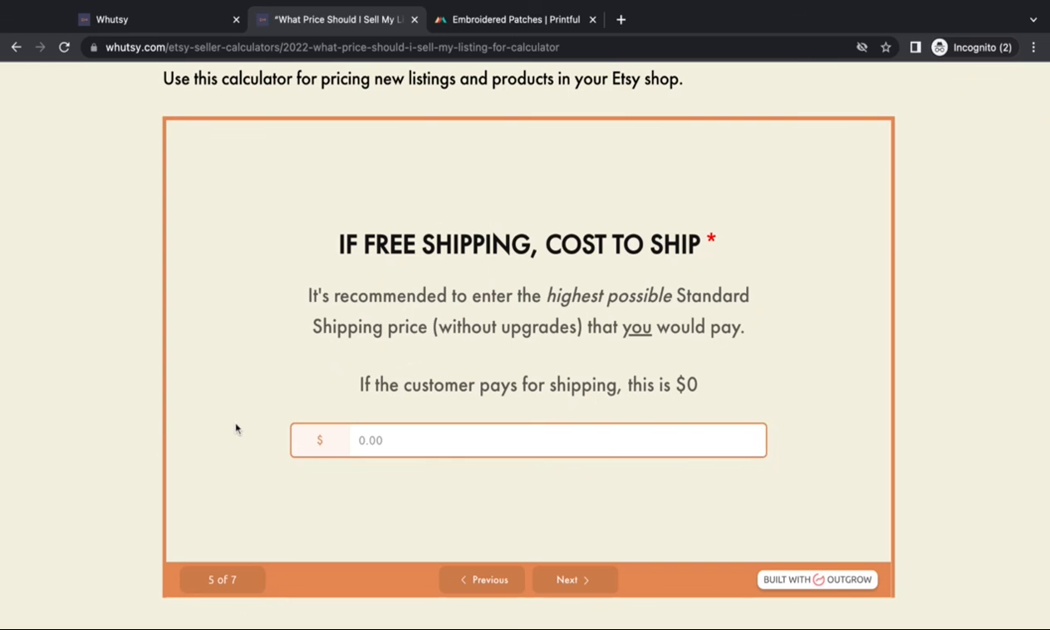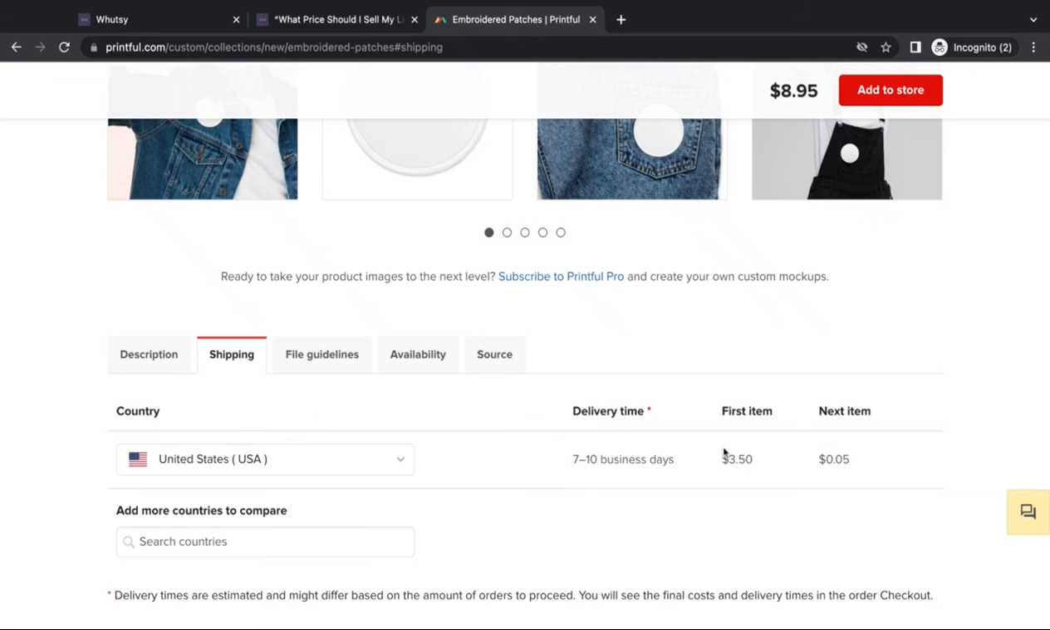And if free shipping, cost to ship. Now, if the customer pays for shipping, this is $0. So if you know that the highest amount of money the customer is ever going to pay to ship a package of this item is going to be $5.99, you entered that in previously, now you would put in $0. But if the shipping cost for the customer is $0, then we need to enter in the highest possible shipping price that you would pay. So that would be that $3.50, which was on the Printful website.